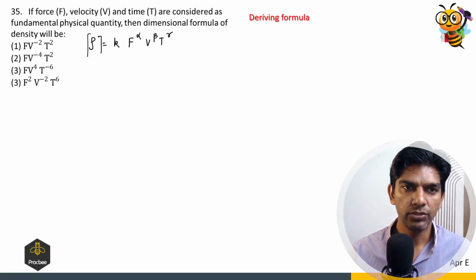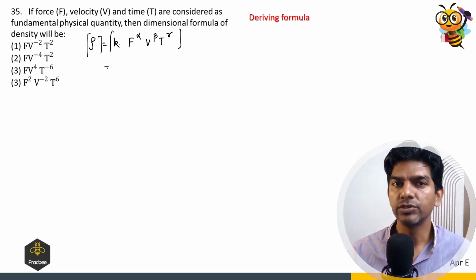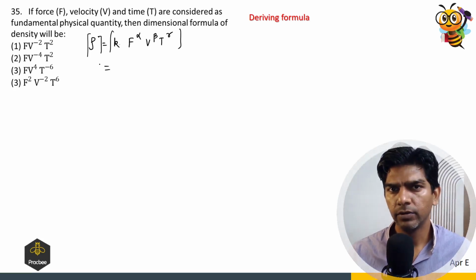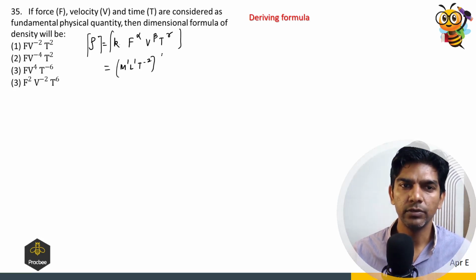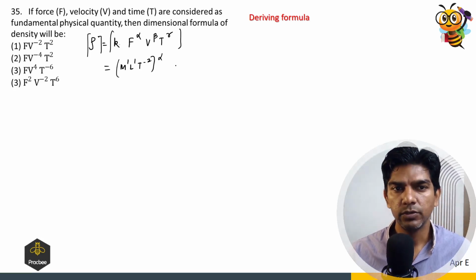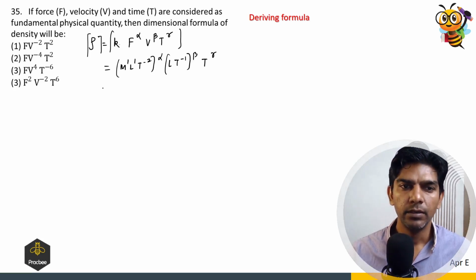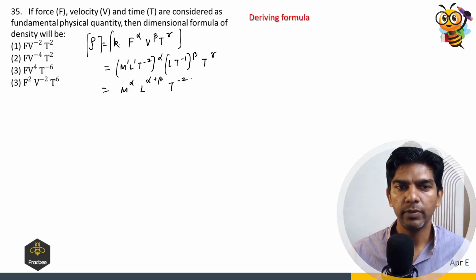So let us apply dimensional analysis. K is a dimensionless constant, so we can ignore it. The dimension of force will be M raised to power 1, L raised to power 1, T raised to power minus 2, raised to power alpha. V is velocity, so L T raised to power minus 1, raised to power beta. T is time, so T raised to power gamma. Now let us club the exponents. So M raised to power alpha, L raised to power alpha plus beta, and T raised to power minus 2 alpha minus beta plus gamma.